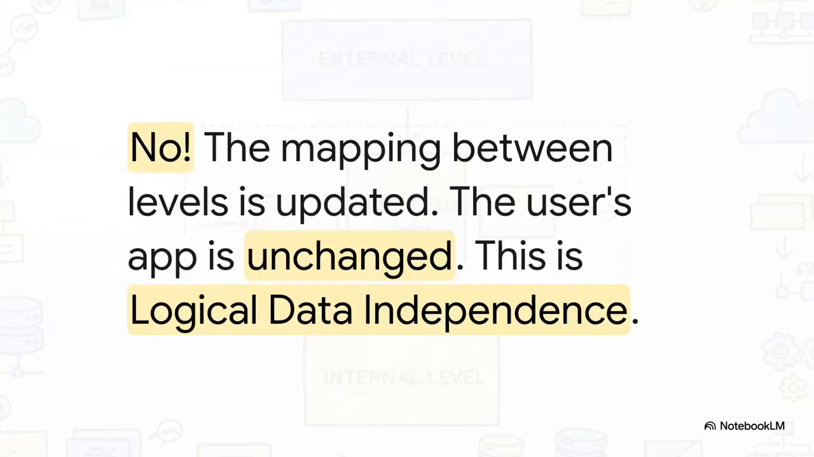There's a kind of translator or a mapping between the user's view and that main blueprint. All the programmer has to do is update that mapping. The new rule is just, hey, full name is now first name plus last name. The user's application doesn't have to change one bit. It doesn't even know a change happened. This is what we call logical data independence.